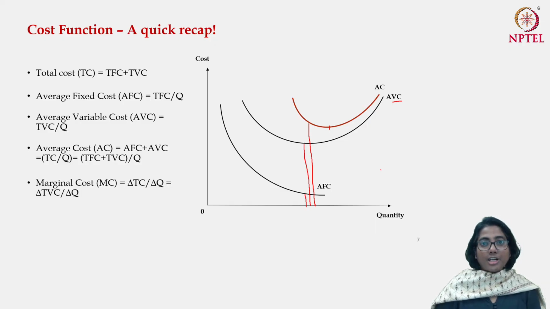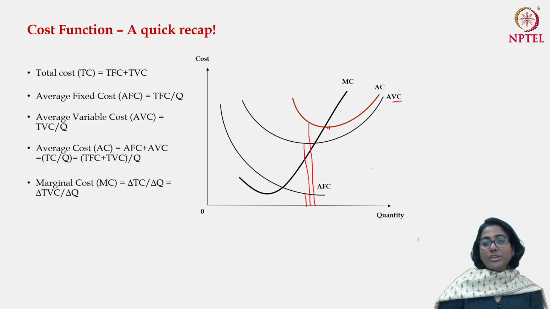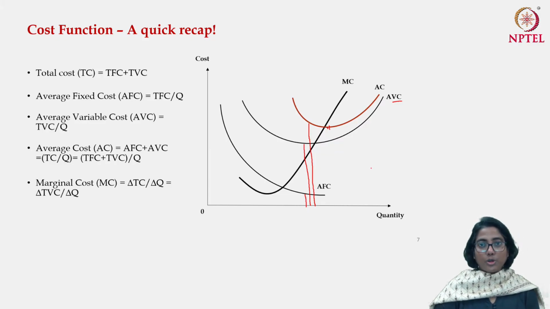The final one is the marginal cost curve. This also we had an explanation. This is again U-shaped. Its upward rising part cuts the AFC, AVC and AC from below. And we also saw that it cuts the average variable cost and average cost at the minimum point of both the curves respectively. So this is how the cost functions look.